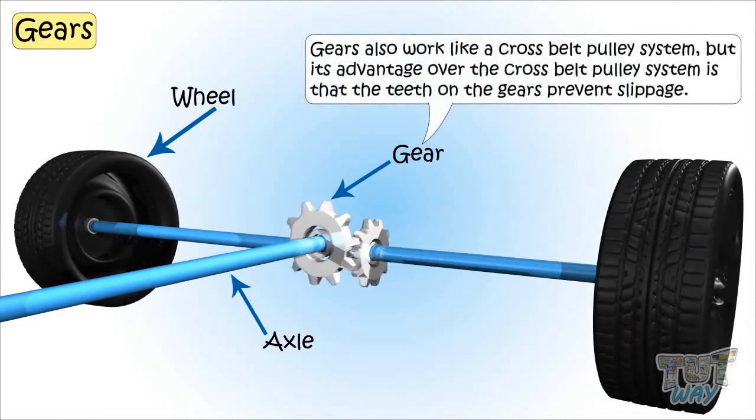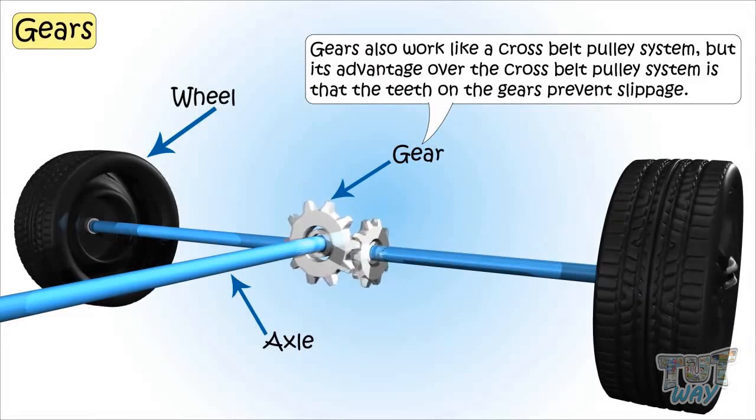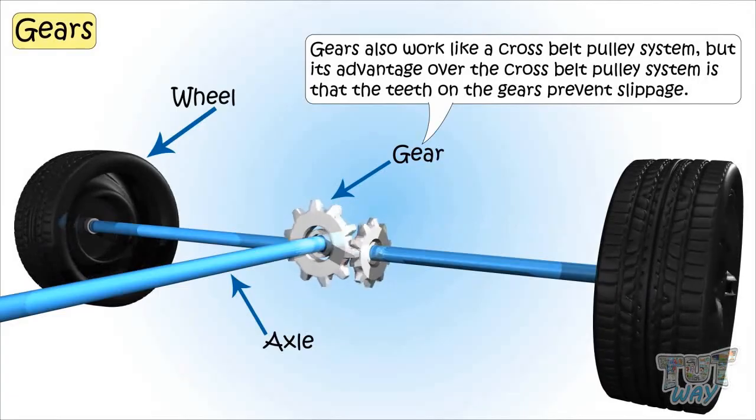Gears also work like a crossbelt pulley system, but have an advantage over the crossbelt pulley system, that is, teeth on the gears prevent slippage.